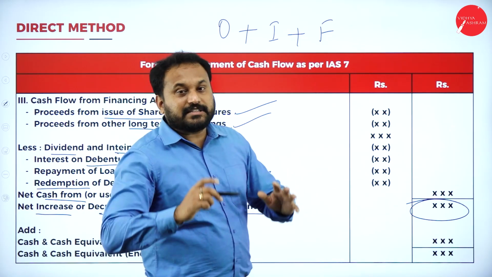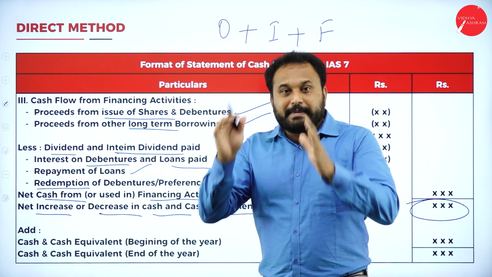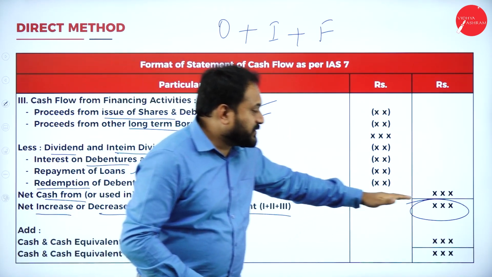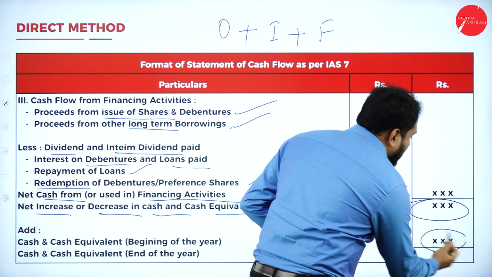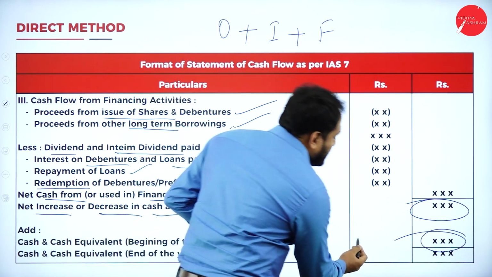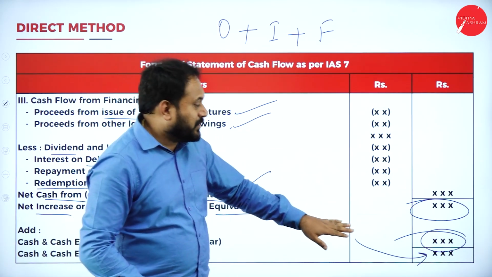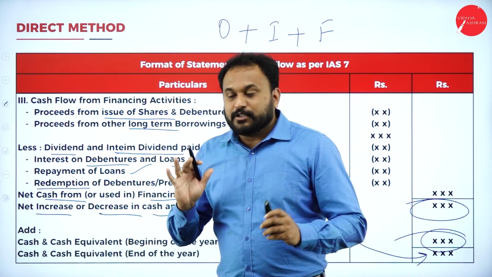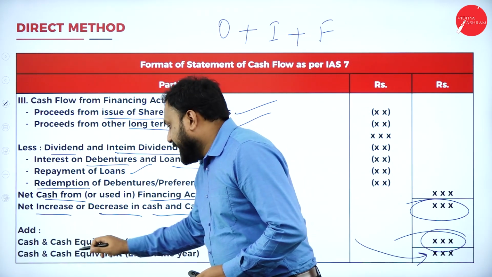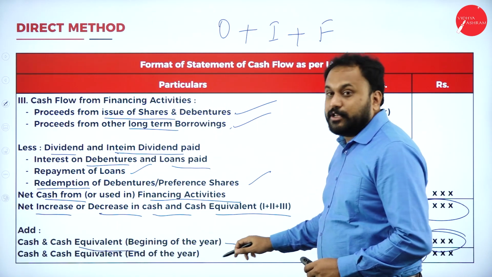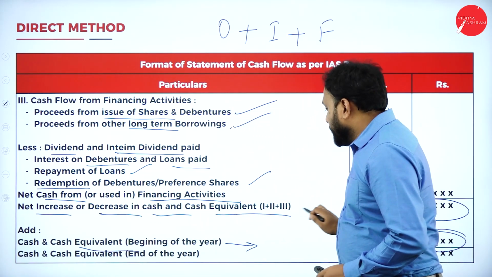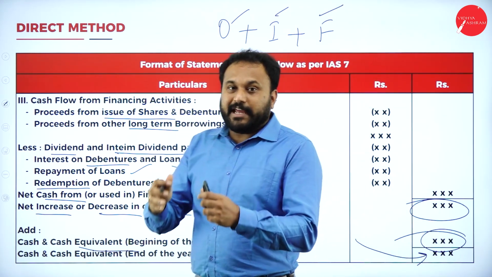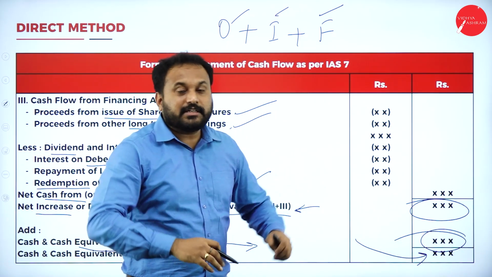Just to check whether your answer is right or wrong, please understand. In the balance sheet, they will give you the opening balance and the closing balance. Now after this, you are supposed to add your opening balance. If you add your opening balance, your answer should be the closing balance. If your answer is correct, that means the entire format, whatever you have done, is all correct. So this is what you are supposed to do. That means here, cash and cash equivalent at the beginning of the year, you will add with the cash equivalent from O, I and F. Then what remains is your closing balance of the next year.